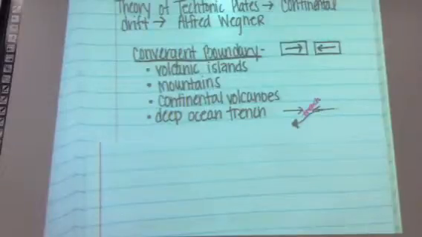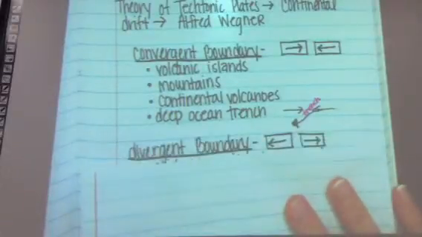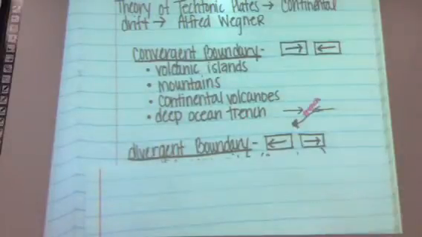Okay. Our next type of boundary is what? Divergent boundary. And what do we know about divergent boundaries? They move apart. Yeah. What is the most common landform that is created?